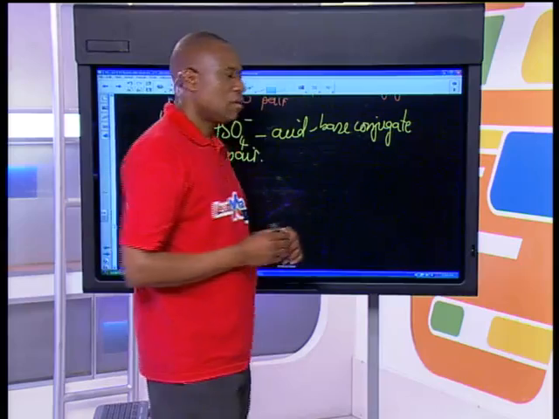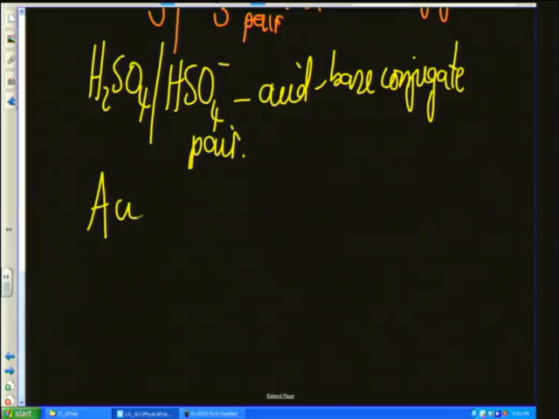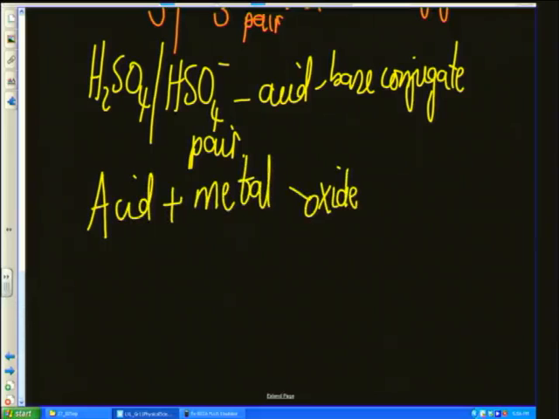Wendy is asking, I want to ask a question. I didn't really get what an acid and a metal oxide produce. So could you please help me out there? Oh, okay. Acid and a metal oxide. Acid plus a metal oxide will give us, just like bases, a salt and water, okay?